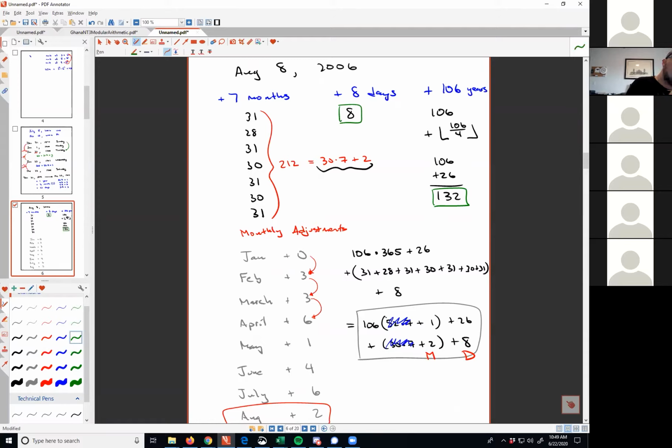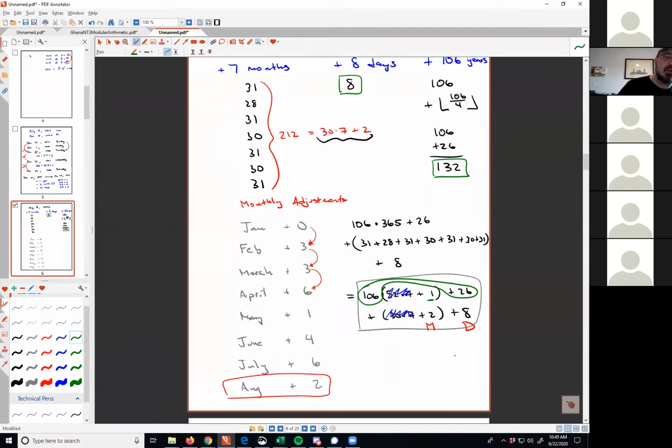And then 106 plus 26, or 106 times 1, but that's just 106 plus 26 is our year value. And we add those up, and what do we get? 132 years, 2 months. I get 142 also. And that itself is 20 times 7 plus 2.